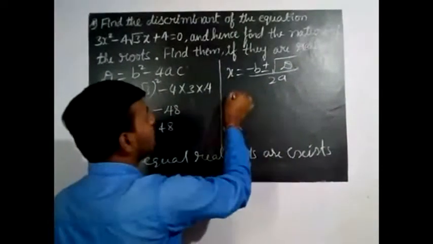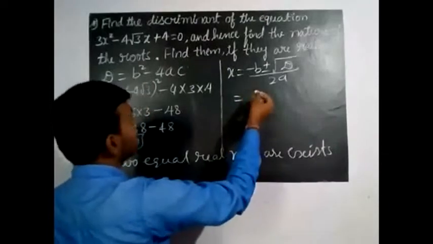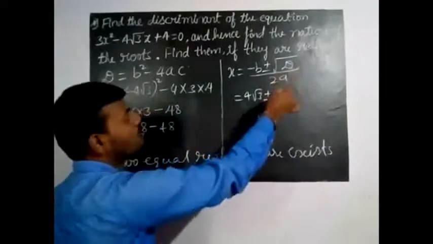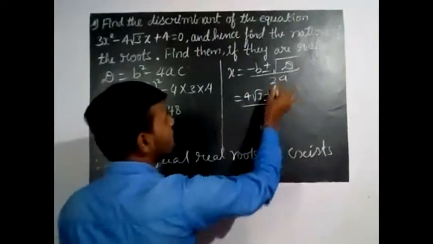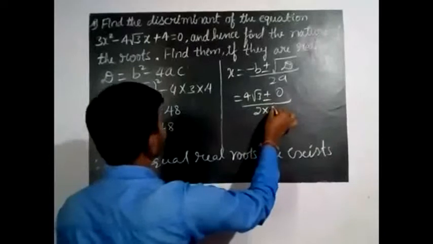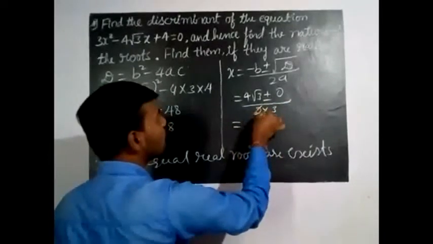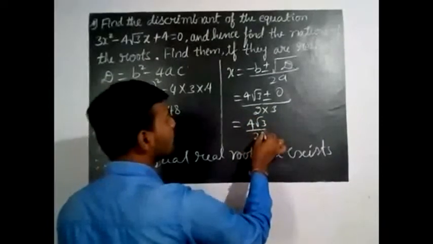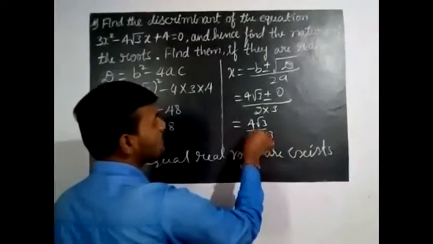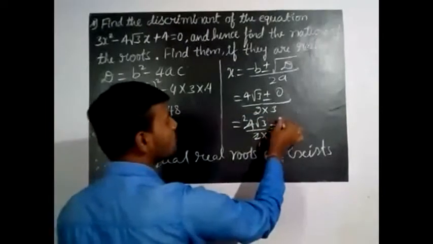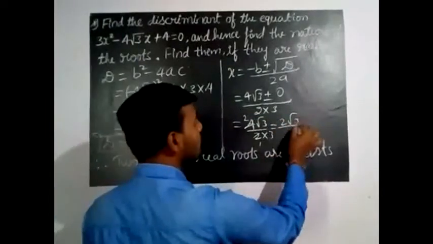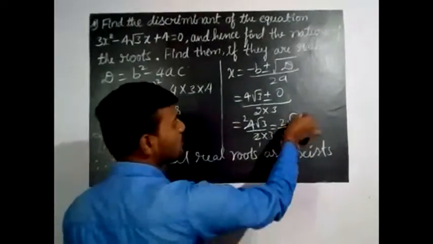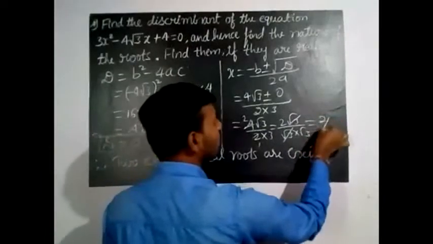Okay, minus b means minus of minus, it becomes 4 root 3, plus or minus root d. Root d is 0, by 2a. 2a means 2 into 3. Okay, so now 4 root 3 by 2 into 3. 2 ones are 2, 2 threes are 6. So 2 into root 3 by 3 can be written as root 3 into root 3. So root 3 gets cancelled, we will get 2 by root 3.